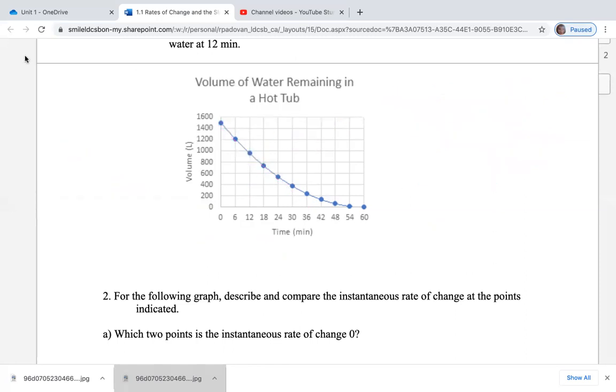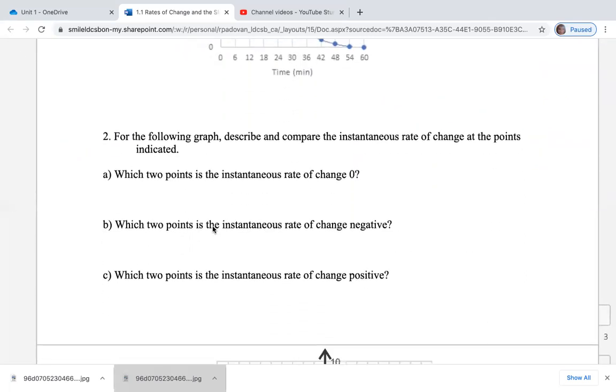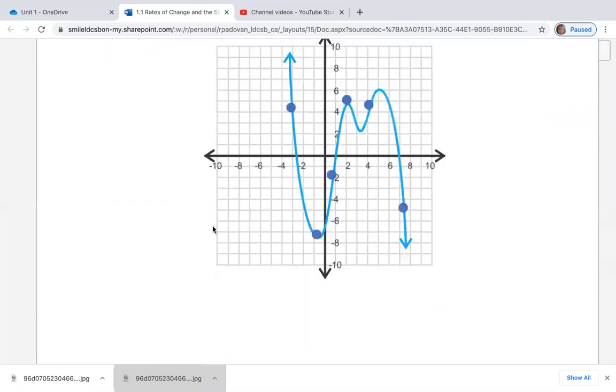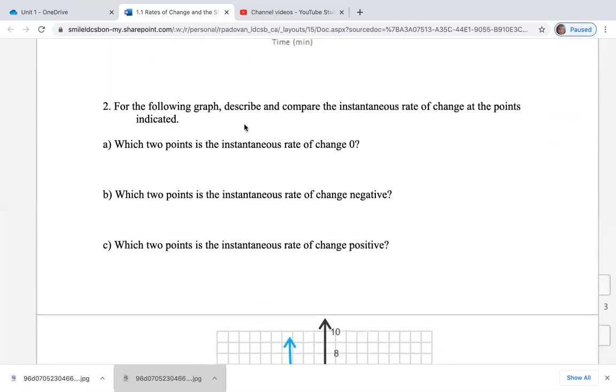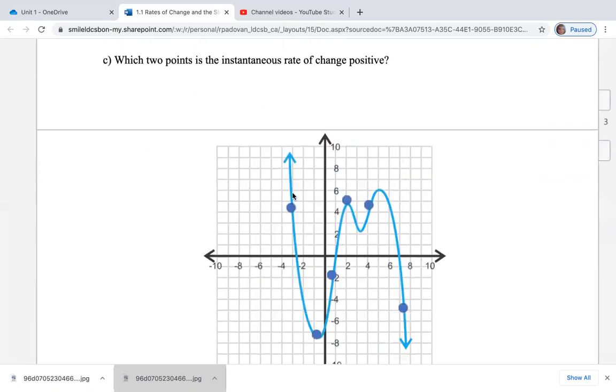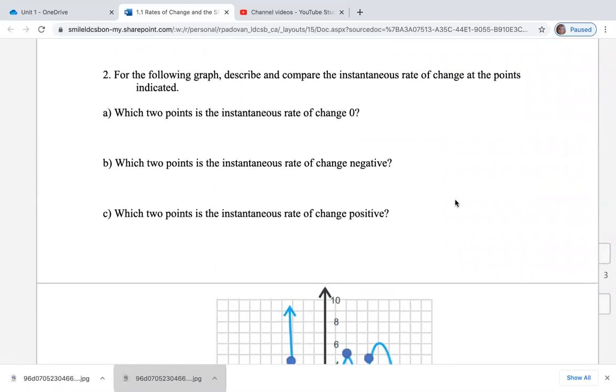Okay, for the next question, for the following graph, which is down here, describe and compare the instantaneous rate of change at the points indicated. So there's 6 points here, 1, 2, 3, 4, 5, 6. I want to know which 2 points have an instantaneous rate of change that is 0, which 2 points have an instantaneous rate of change that is negative, and which 2 points have an instantaneous rate of change where it would be positive.